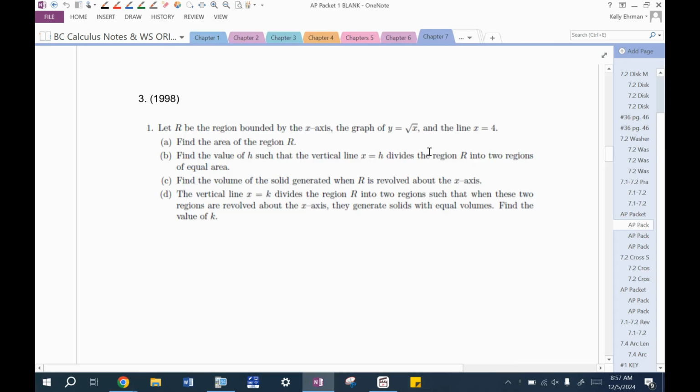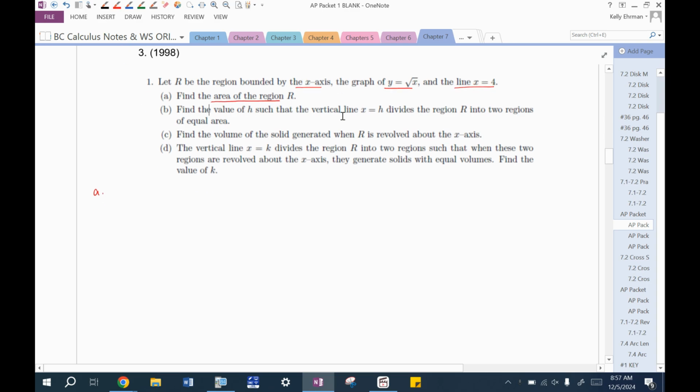All right, for problem number 3, this is from the 1998 test. It says, let R be the region bounded by the x-axis, the graph of y equals square root of x, and the line x equals 4. I believe this one is no calc, just because I'm seeing the functions are kind of basic. So part A says, find the area of region R.